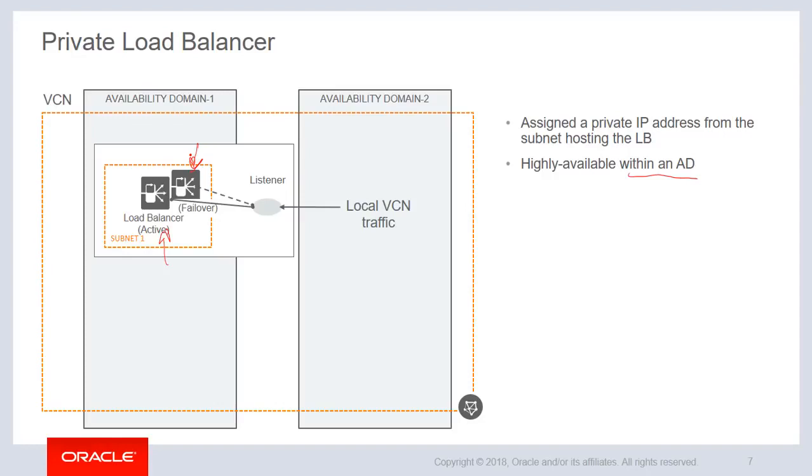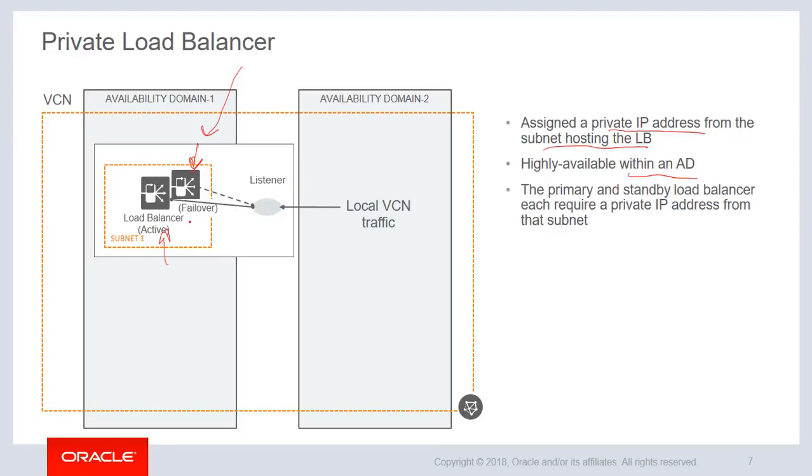The idea is that the private load balancer has a private IP address. It doesn't have a public IP address, and because subnets today are restricted to a particular AD, this subnet can only be part of this AD, so the primary and the failover both have to be in the same AD.